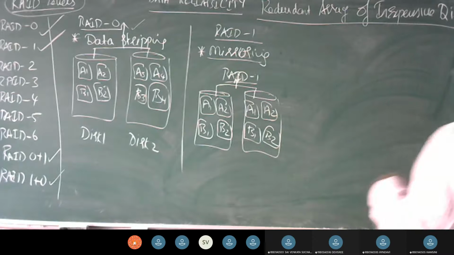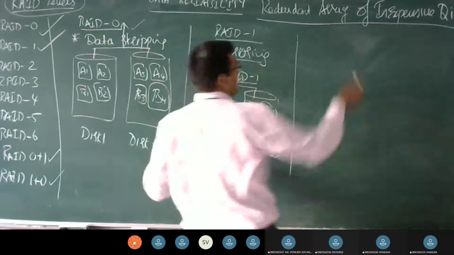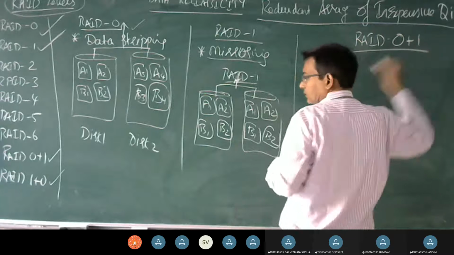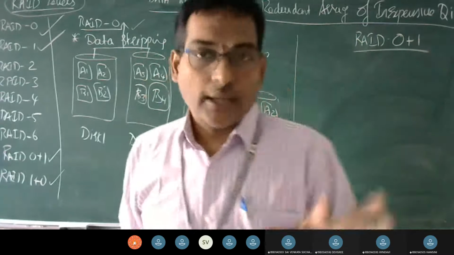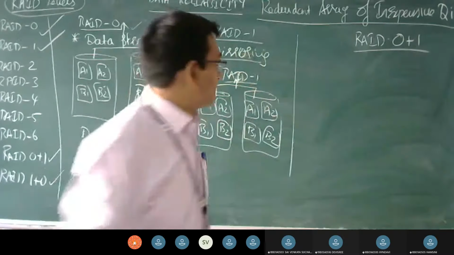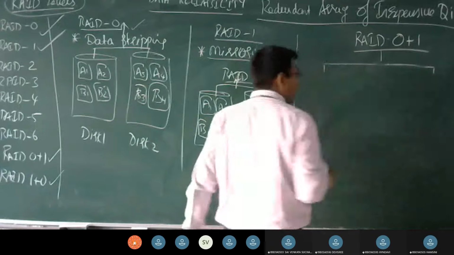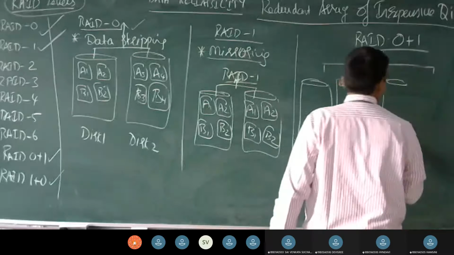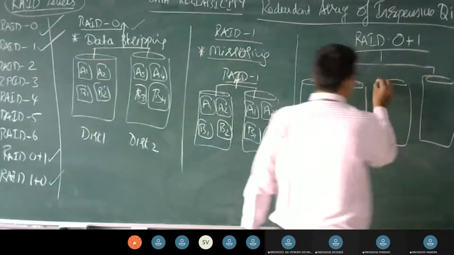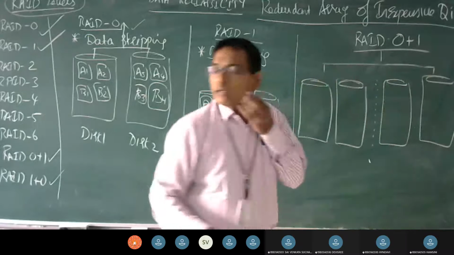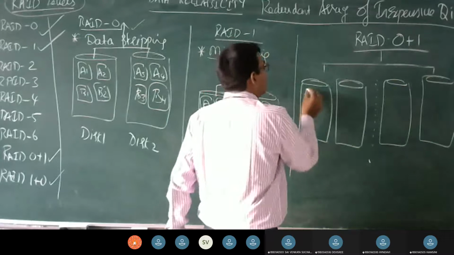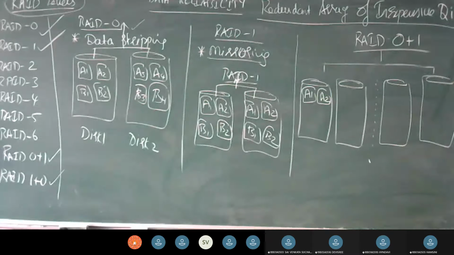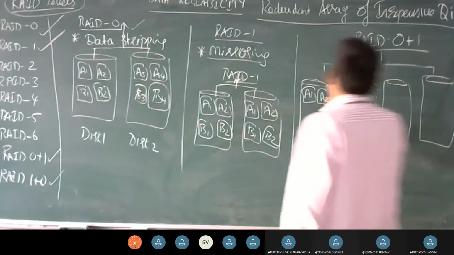So let us look into the architecture called RAID 0 plus 1. What is RAID 0 plus 1 going to take of us? It is illustrated with a disk, and this disk is going to have some disk blocks called A1, A2.